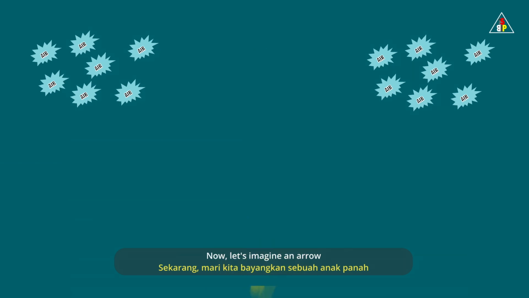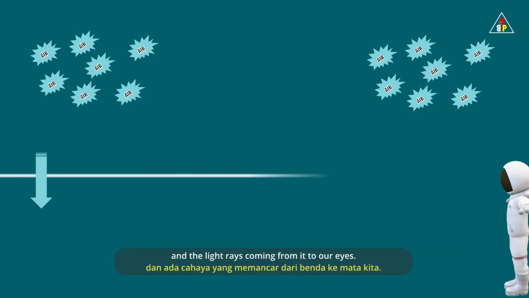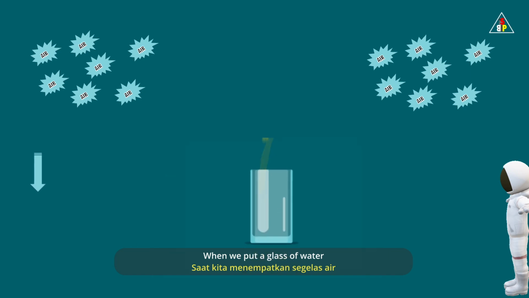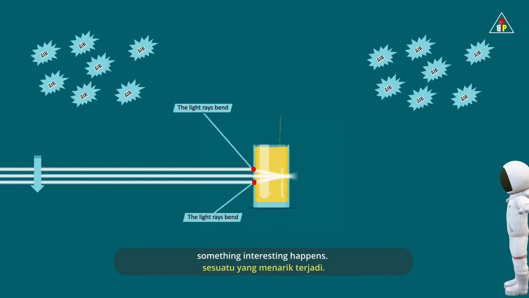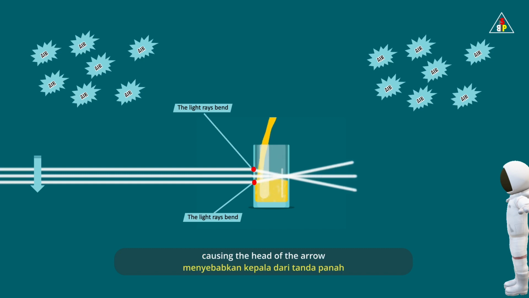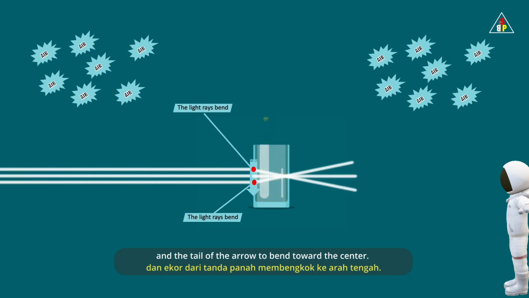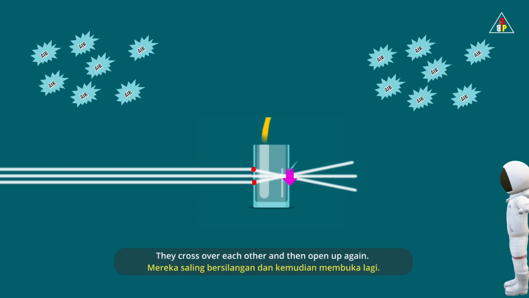Now, let's imagine an arrow and the light rays coming from it to our eyes. When we put a glass of water between the arrow and our eyes, something interesting happens. The light rays bend, causing the head of the arrow and the tail of the arrow to bend toward the center. They cross over each other and then open up again.